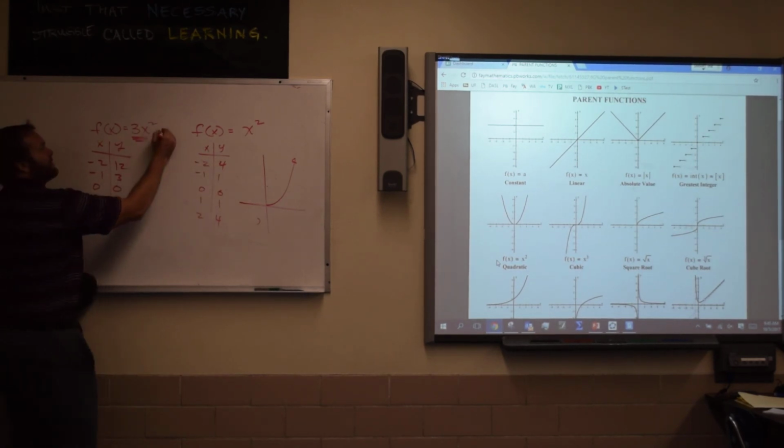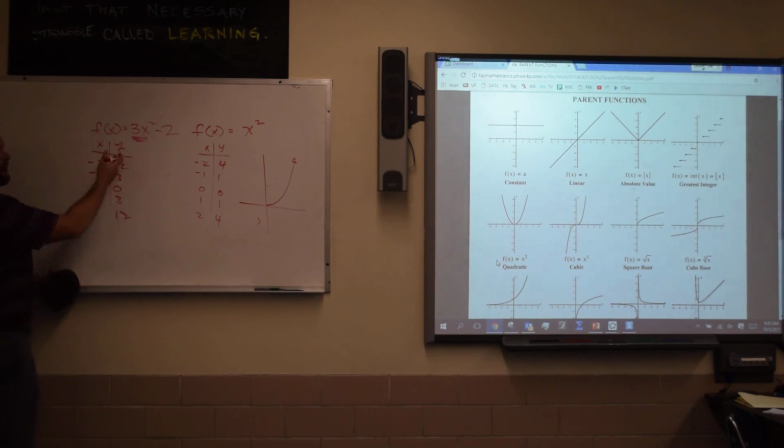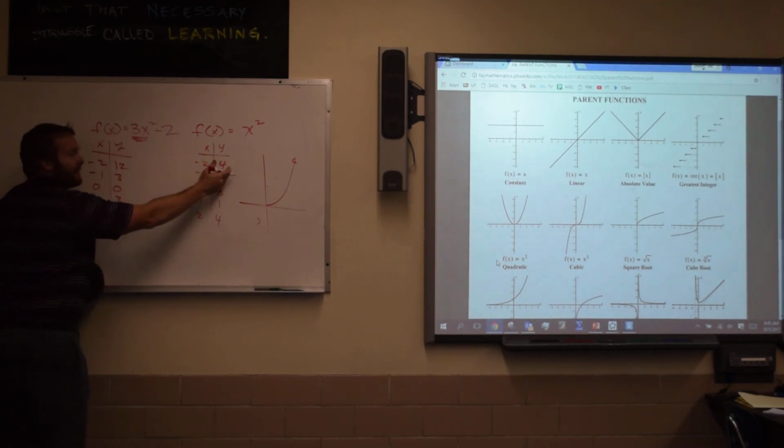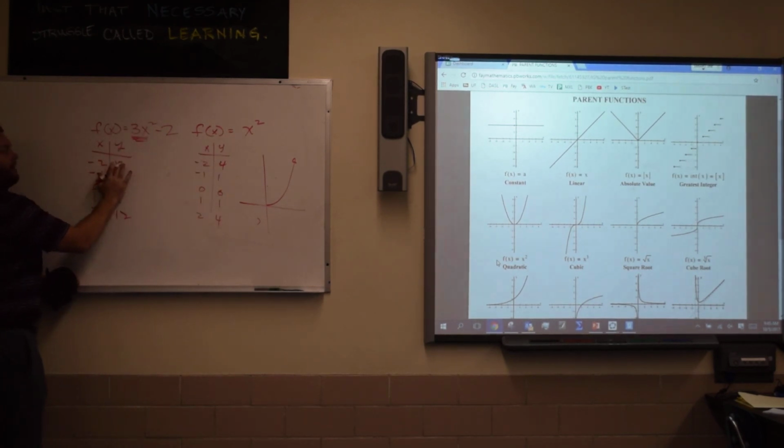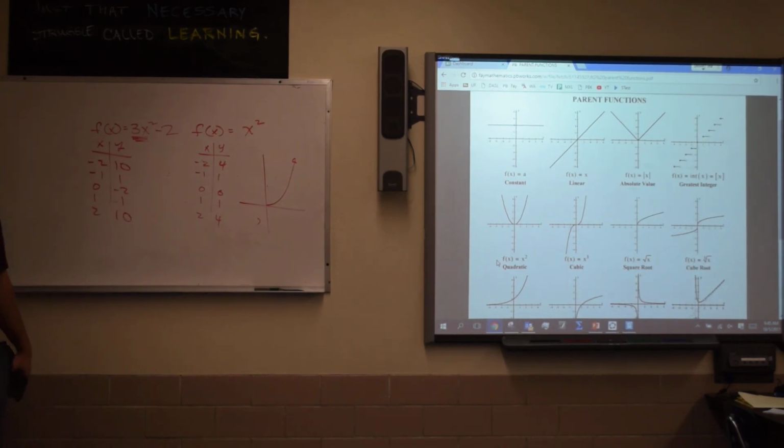Even if I subtract, now maybe I subtract 2. Well, now that means my y values are 3 times this, minus 2. So now I have 10, 1, -2, 1, and then 10. And I can graph those pretty quickly and get what 3x squared minus 2 looks like. Okay? Ultimately, that is a use and a need that we have to graph things, but eventually we'll also learn some other techniques that allow us to graph it much quicker than that.